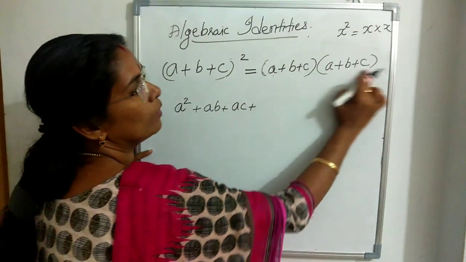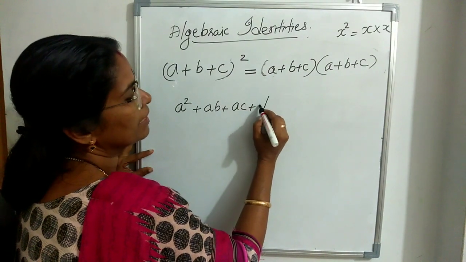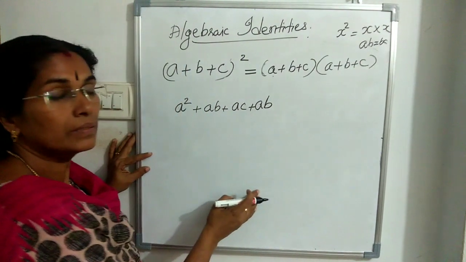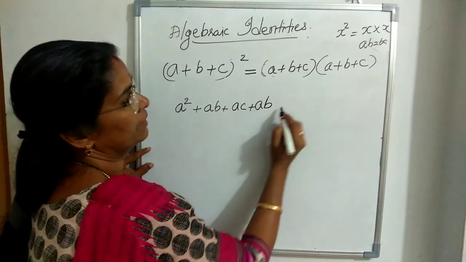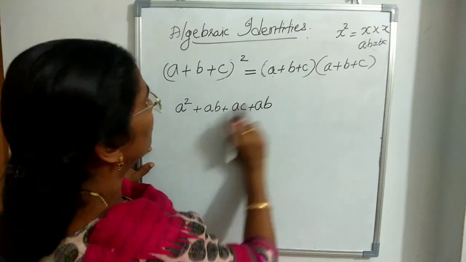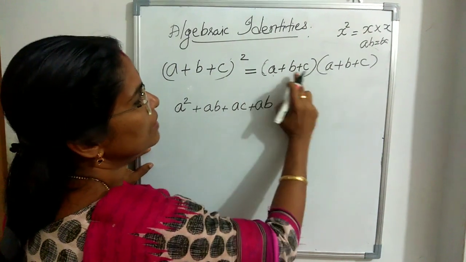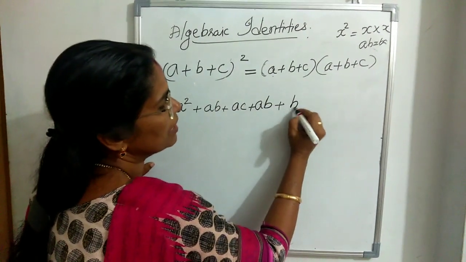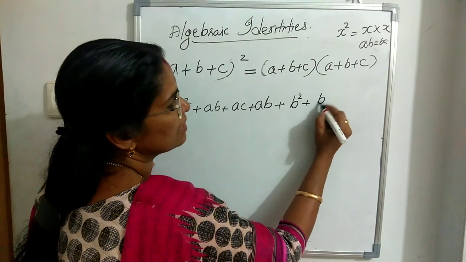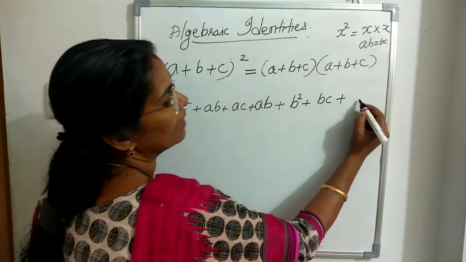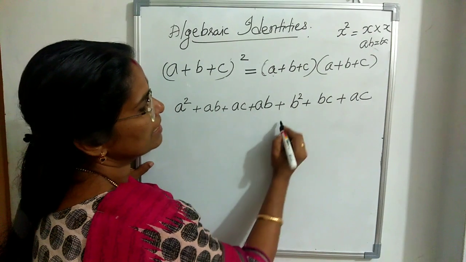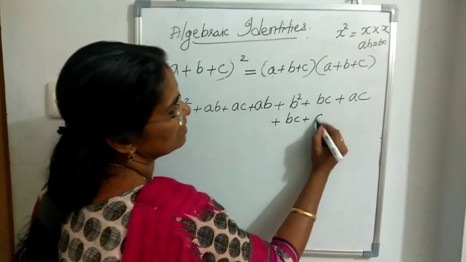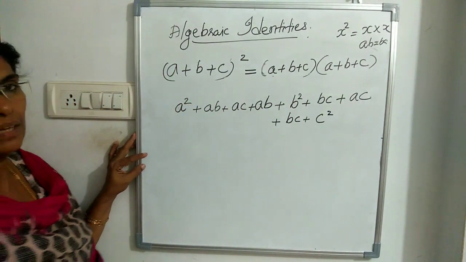Next b with all these terms. So ba, or we can write it as ab. ab is equal to ba. Both are the same. It is the commutative property of multiplication. Next b with a, that is ba or ab we can write. And next b with b, that is b square. b with c, bc, plus c with a, ac or ca. I am writing it as ac, plus c and b, it is bc, c with c, c square. These are the terms.